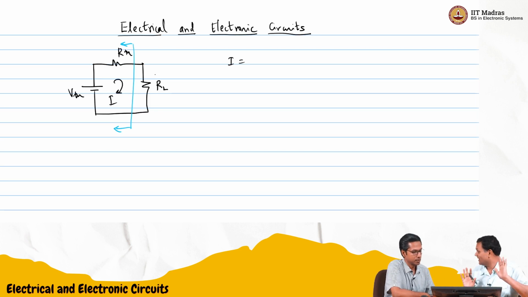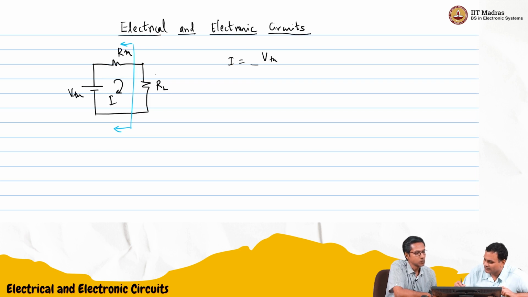VTH is the RMS value, or in this case DC. This is just DC, right? Correct, so no problem. But if it's an AC circuit, it will be the RMS value. So the current is VTH by RTH plus RL, right?